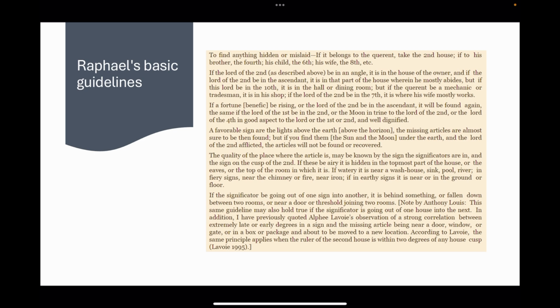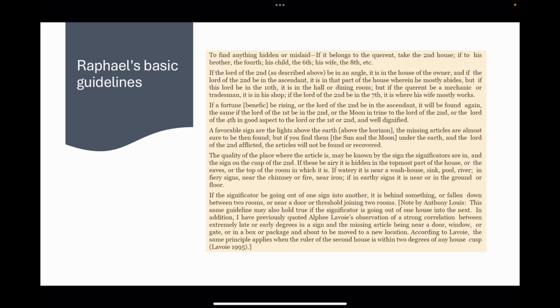If the Lord of the 2nd, as described previously, is in an angle, it is in the house of the owner. And if the Lord of the 2nd is in the ascendant, it is in a part of the house where he or she spends most of their time. And if it is in the 10th, it is in a hall or dining room. But if the querent is a mechanic or a tradesman, it is in his shop. And if the Lord of the 2nd is in the 7th, it is where the wife or the spouse mostly works. So again, just reinforcing what we just went over.